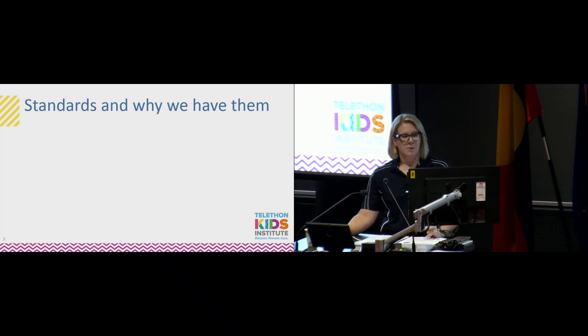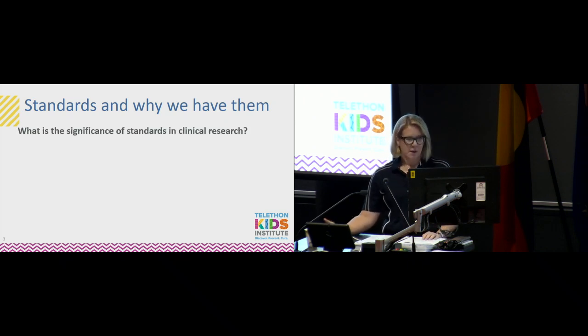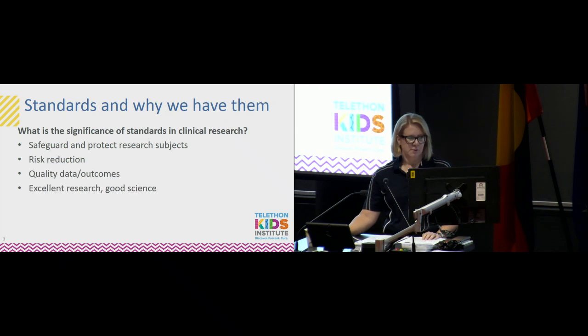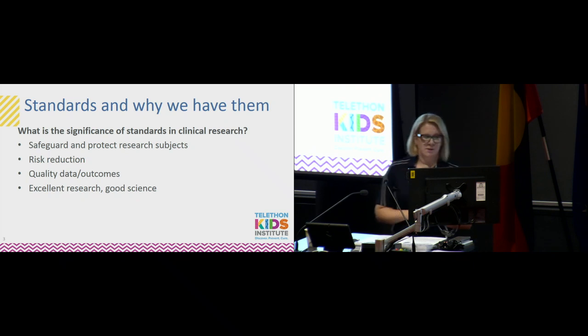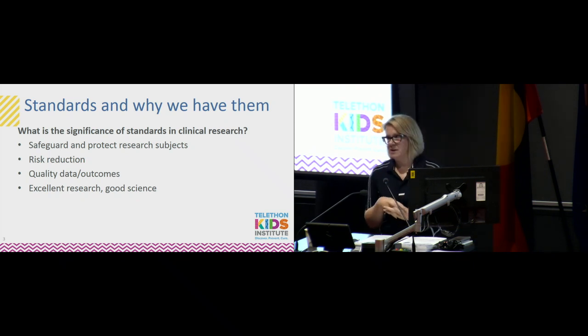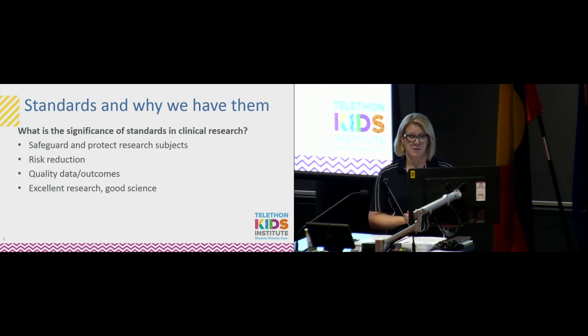Okay, so the standards, why do we have them? Let me just go through all of those. We have these standards in order to make sure that we are doing the best by everybody that takes part in research and to safeguard the research subjects. We want to make sure we've mitigated the risk, so if everybody has understood their requirements and their responsibilities, the risk is reduced. And then we want to make sure we can actually report on the research that we've done, so it talks about the quality of the data and the outcomes that you can then report on. And obviously all of those added together, we end up with excellent research and good science.